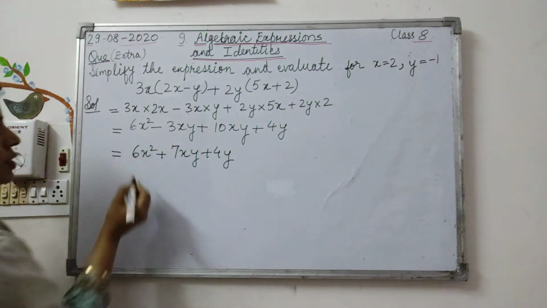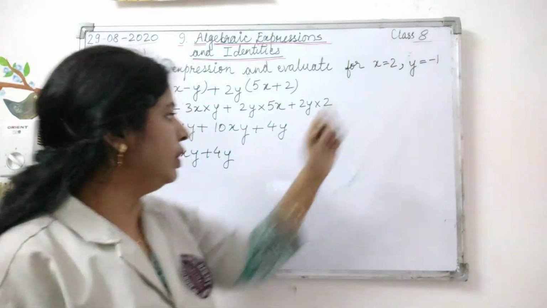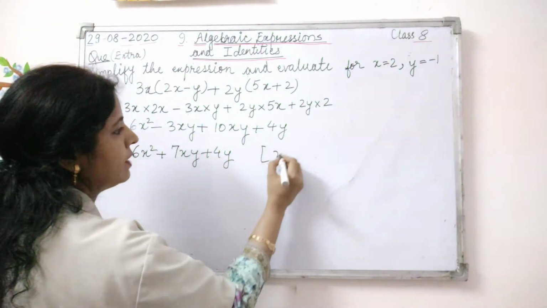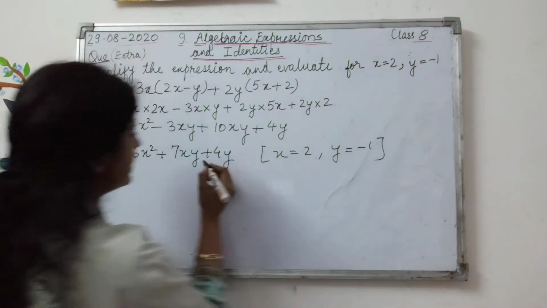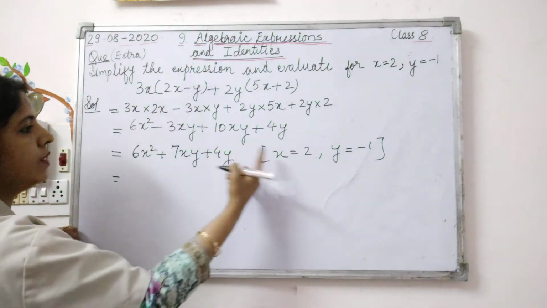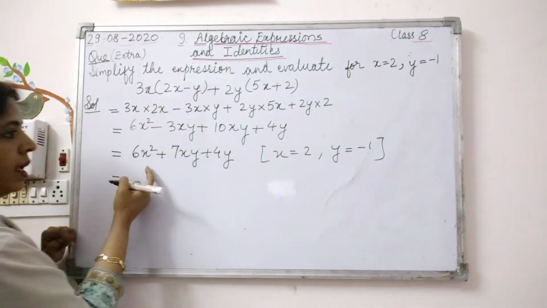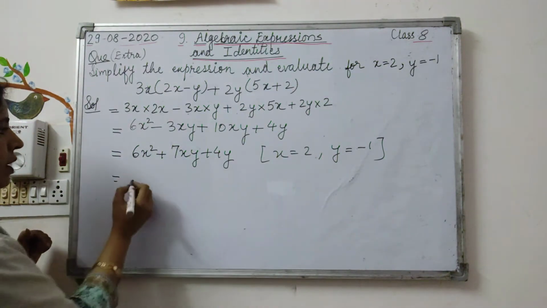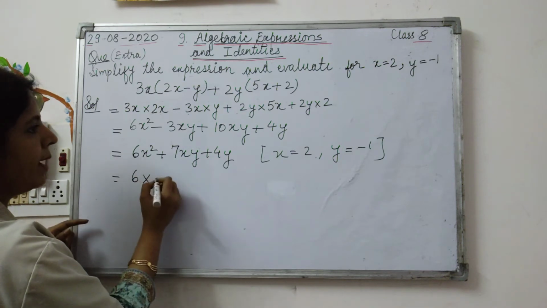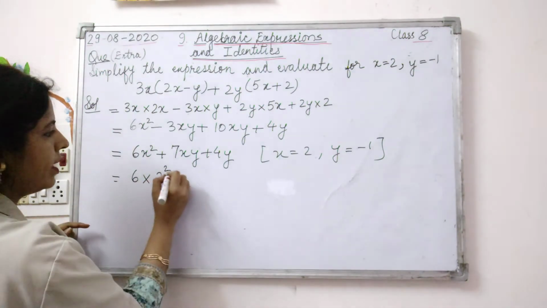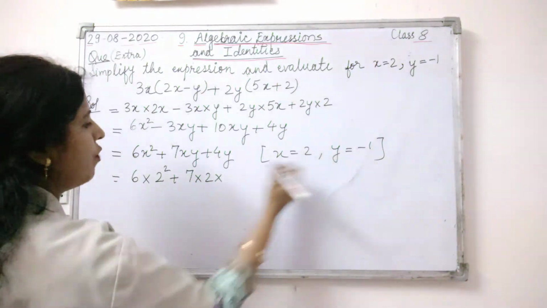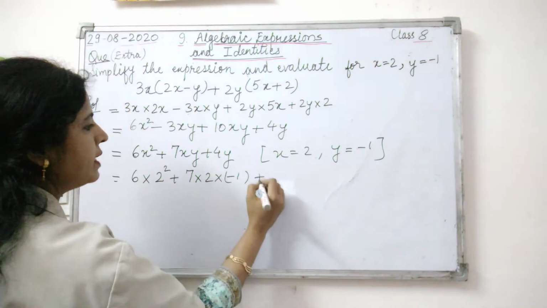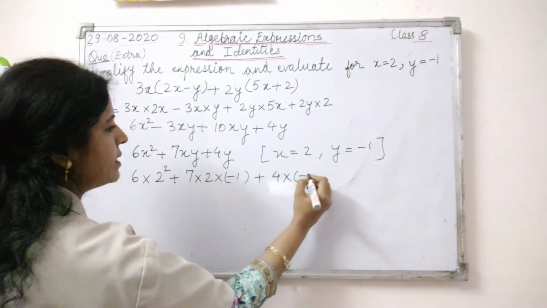Now we have to substitute the values. What is given to us? x equal to 2 and y equal to minus 1 in this expression. Substituting x equal to 2, y equal to minus 1 in the simplified expression: 6 multiplied by 2 square plus 7 into 2. What is the value of y? Minus 1. Plus 4 into minus 1.